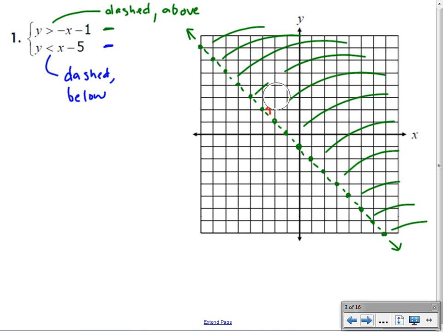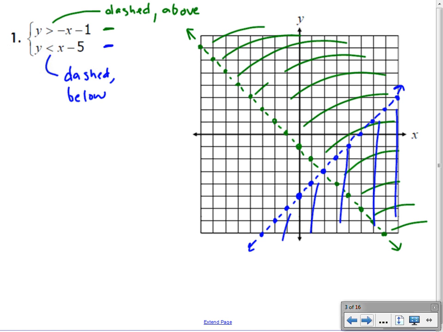Now for our second inequality, we have a y-intercept at -5. And we have a slope of +1 this time. So we're going up 1, right 1. And yes, our lines just intersected, but we're not specifically looking at the intersection points. We're looking at the overlapping shaded region created by these two inequalities. So we had a dashed line again, and we're shading below this line.